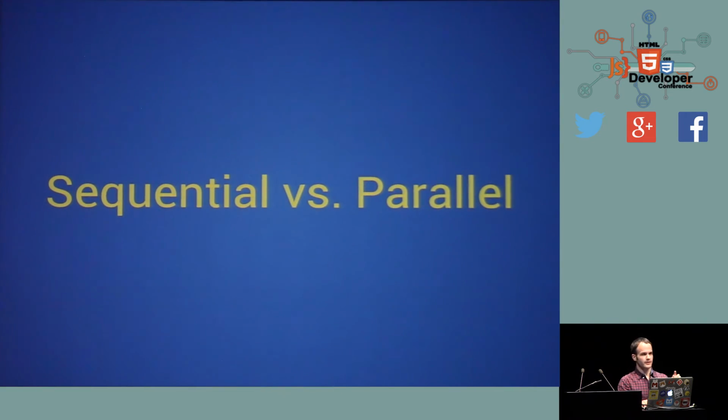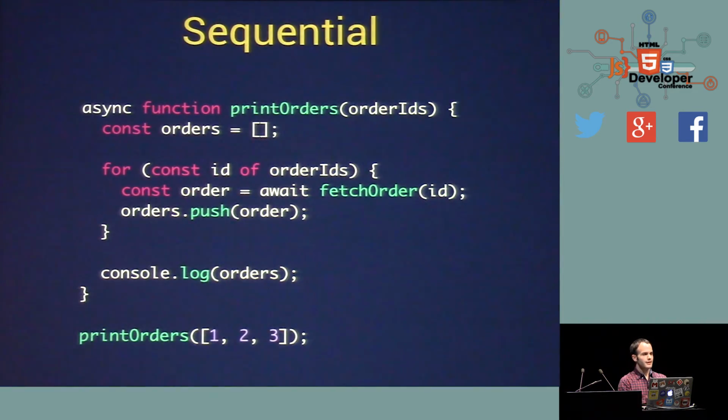The last example I want to look at, because this was kind of a gotcha, and I actually ran into this first when I was naively thinking about how to deal with multiple requests and awaiting multiple requests. So what do I mean by sequential? Let's take an example where we want to print out multiple orders. Instead of taking an order ID, we'll take an array of order IDs, and we basically just want to fetch all the orders and then log them out.